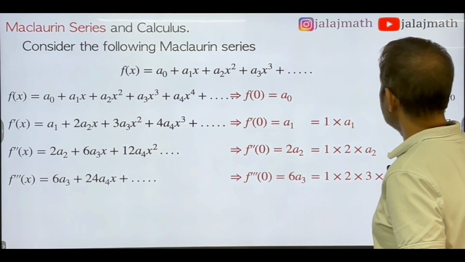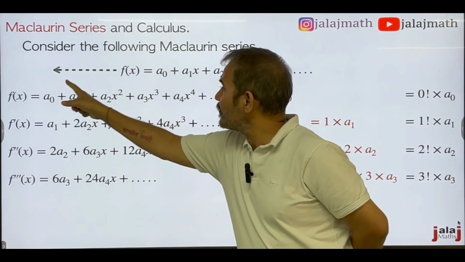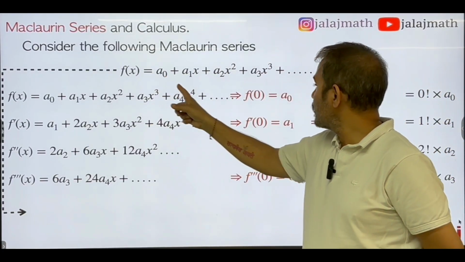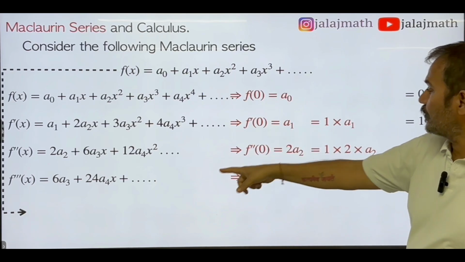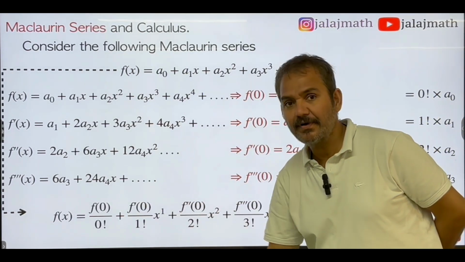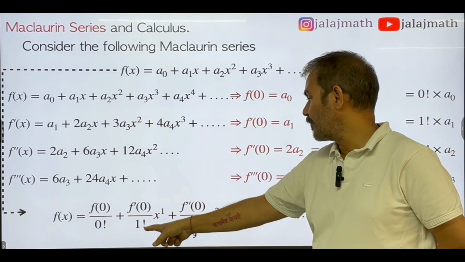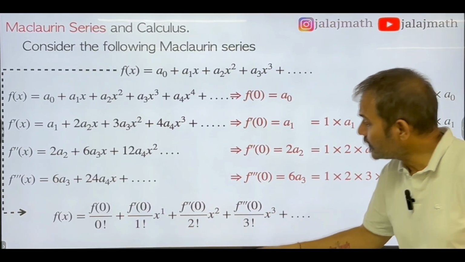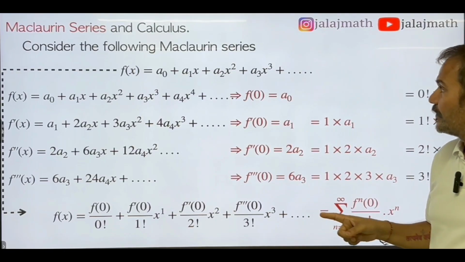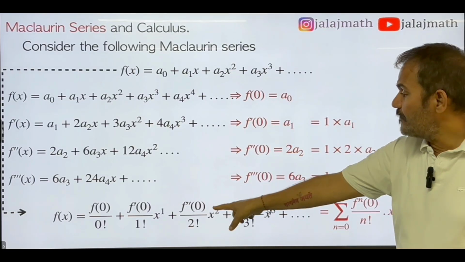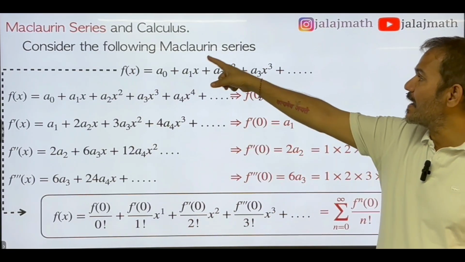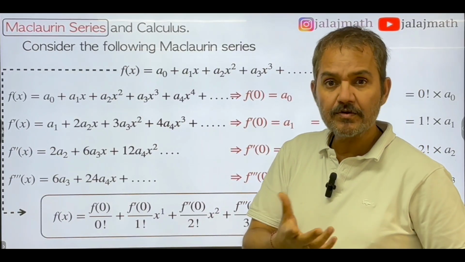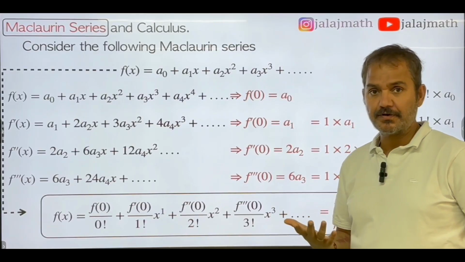So we will use these values and let's rewrite this general Maclaurin series. So a0 will become f(0) over 0 factorial. The first derivative at 0 over 1 factorial will be your a1, and so on and so forth. So this is another form of this Maclaurin series, and we will use this form to find the Maclaurin series corresponding to different types of functions.